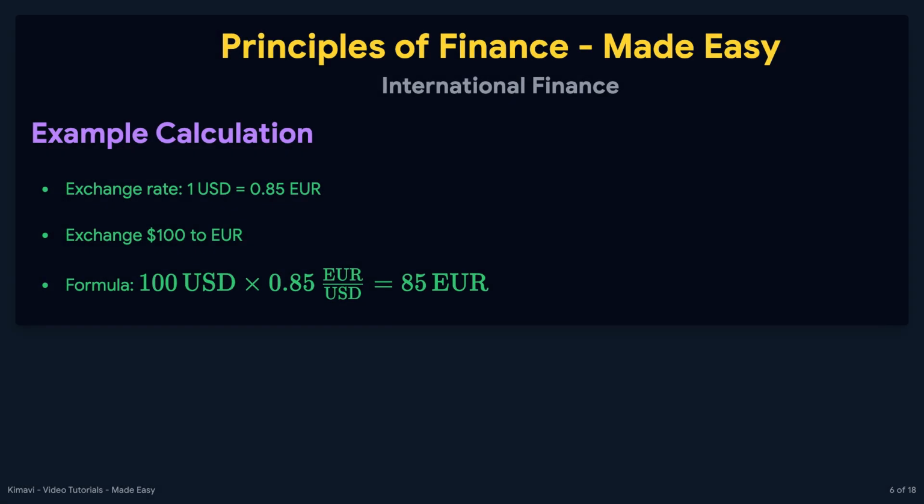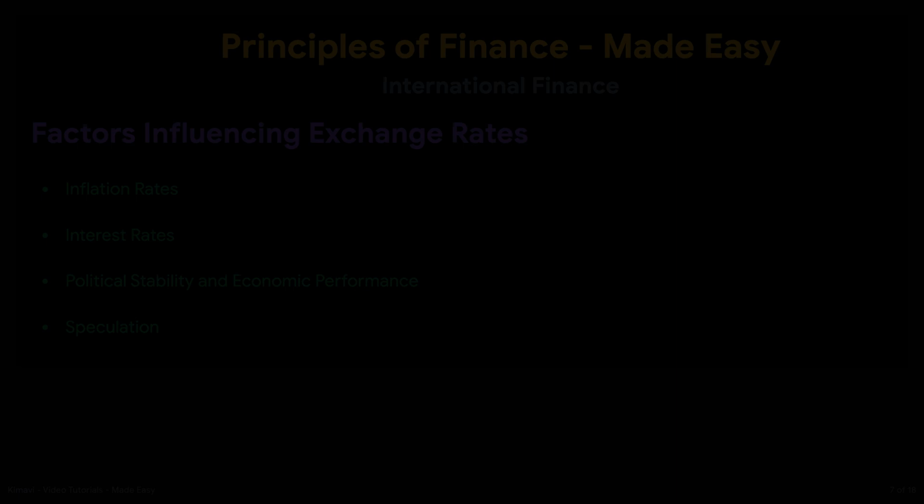Suppose you're traveling from the USA to Europe. If the exchange rate is 1 USD equals 0.85 euro and you exchange $100, you will receive 85 euros. The calculation is 100 USD times 0.85 euro per USD, which equals 85 euro.